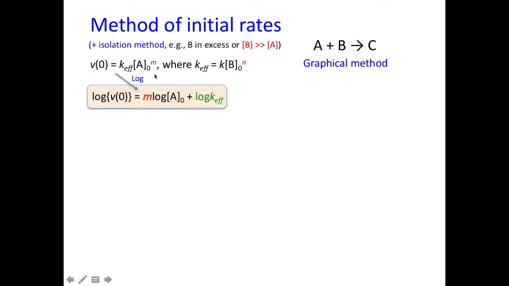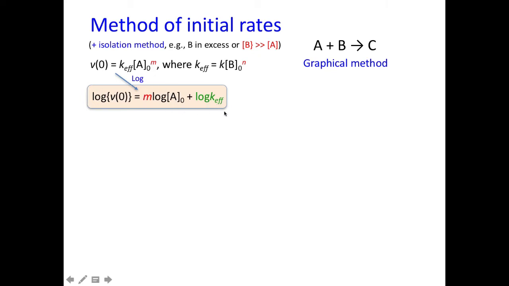Now, let's just take this first expression on the left side. Let's apply the logarithm on both sides. So logarithm of V0 is equal to logarithm of the whole thing here. So logarithm of the product is the sum of logarithms, as we show here. And the exponent can go out of logarithm. It would be multiplying logarithm of initial concentration of A, as we show here.